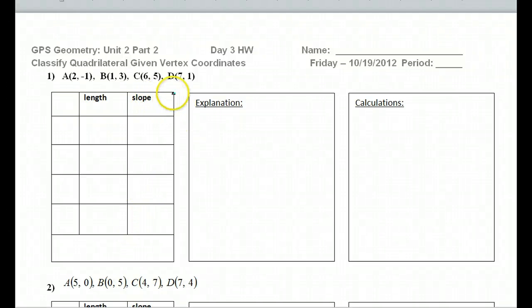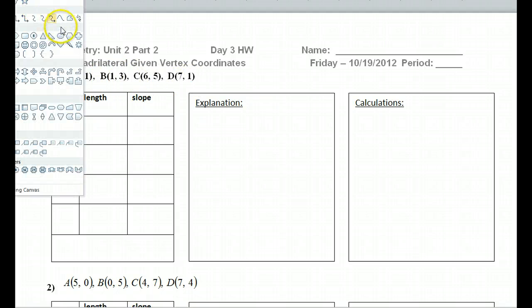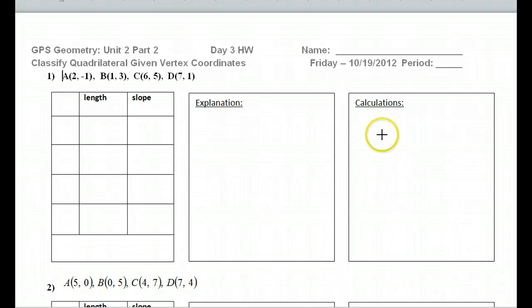Alright, today's exercise is to be able to classify a quadrilateral when we're given the vertices. So, the idea is this. We have, these are supposed to be the vertices of some quadrilateral. We don't know what it is. It might be a trapezoid or a kite. We don't know. So, here's a random quadrilateral.